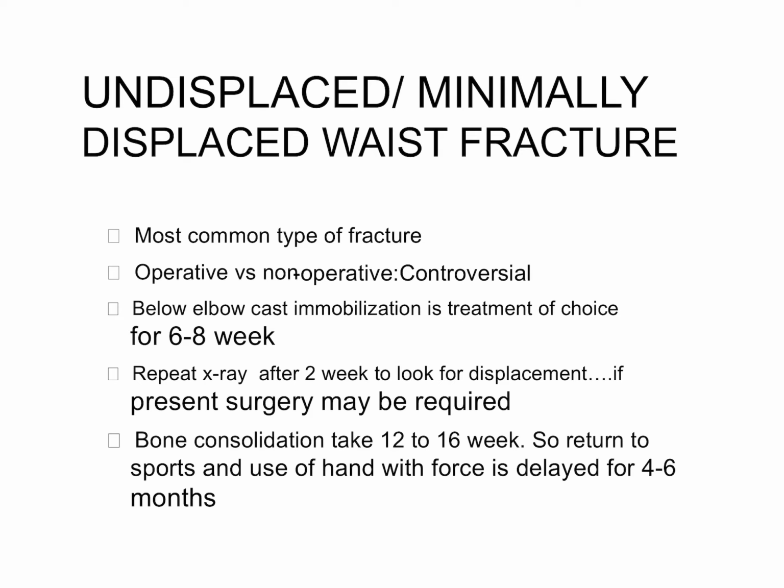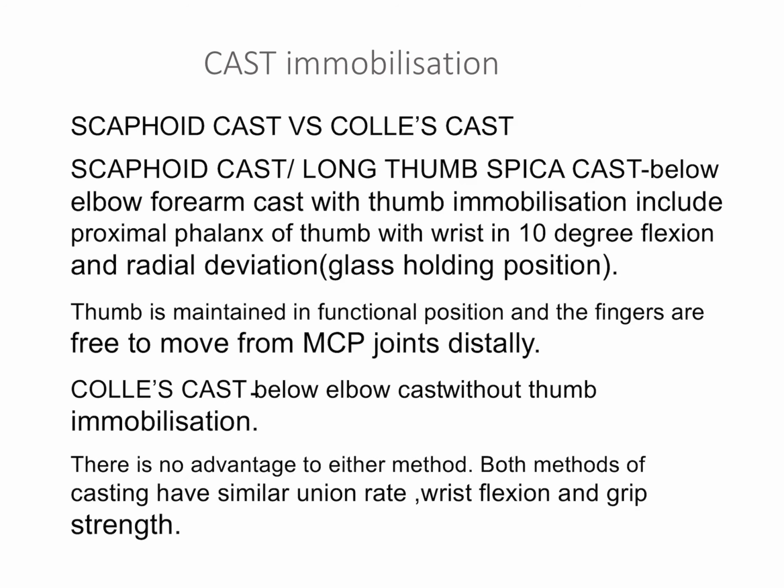Bone consolidation takes 12 to 16 weeks. So see here the time, 12 to 16 weeks. Return to sport and use of the hand with force is delayed for 4 to 6 months. So, cast immobilization: scaphoid cast versus Colles cast.